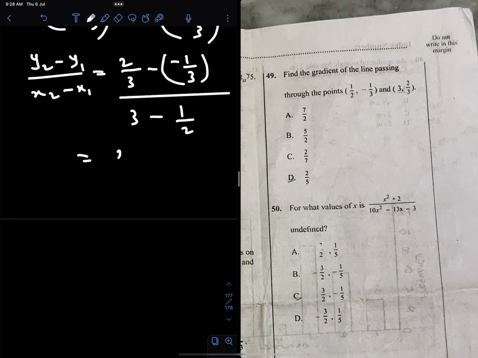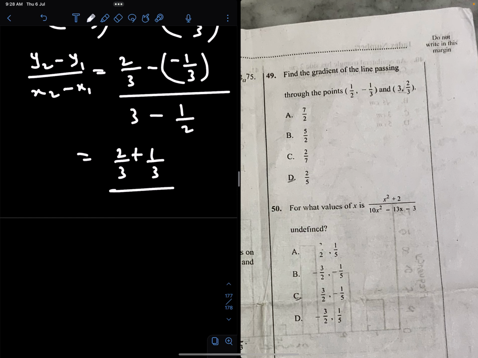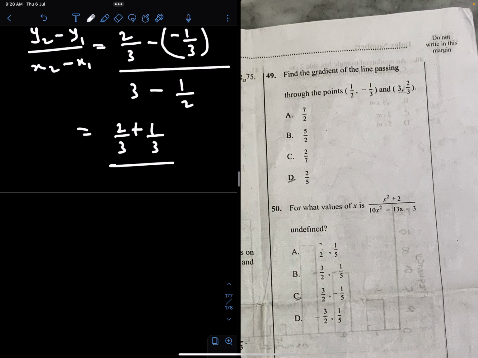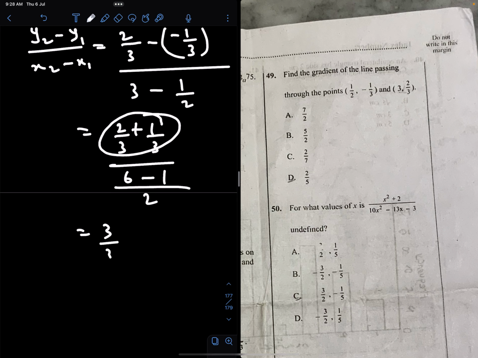Or maybe I should write that first: 2 over 3 plus 1 over 3, divided by 3 minus 1 over 2. Let me write this way: find the LCM. The LCM is 2. 3 minus 1 over 2 is 2 times 3, which is 6, minus 1, over 2, so 5 over 2. The numerator 2 over 3 plus 1 over 3 is 3 over 3.